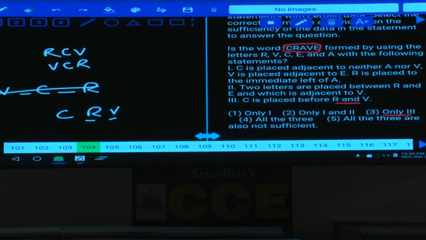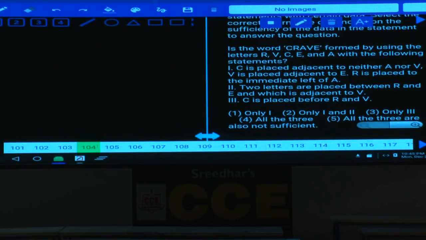Then how do we combine this one here? Statements 1 and 2. If you combine 1 and 2, what are the words that can be formed? Two letters are placed between R and E, which is adjacent to V. Which is adjacent to V here? R is adjacent to V, isn't it? Two letters are placed between R and V.